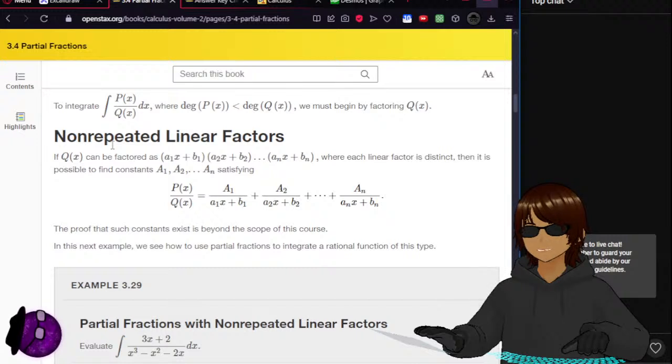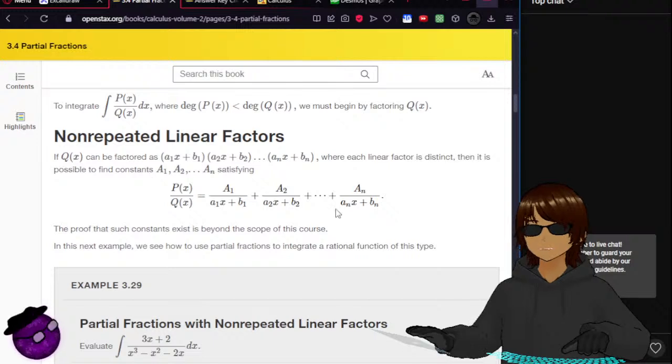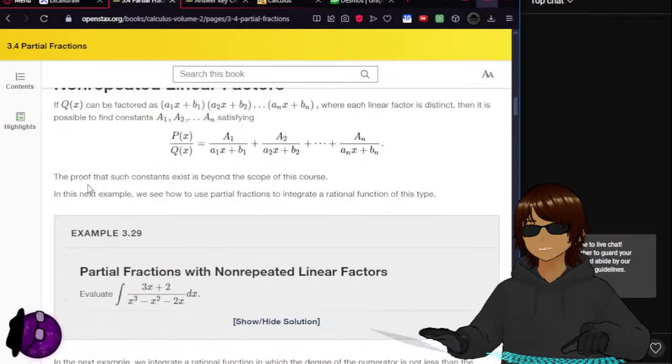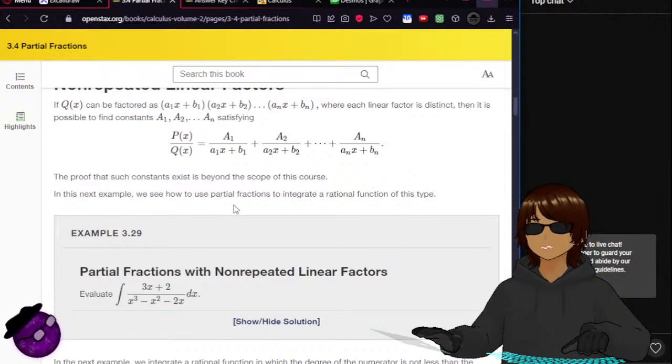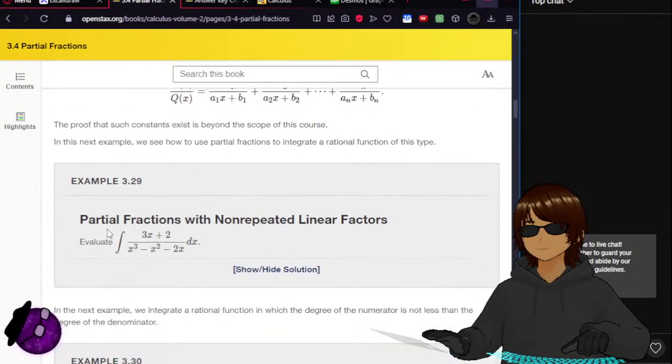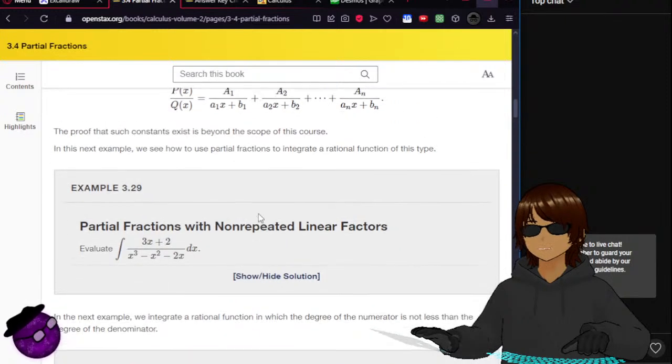Non-repeated linear factors. If q of x can be factored as a1x plus b, a2x plus b, and so on, where each linear factor is distinct, then it is possible to find constants a1, a2, an satisfying this. The proof that such constants exist is beyond the scope of this course. In this next example, we shall see how to use partial fractions to integrate a rational function of this type.